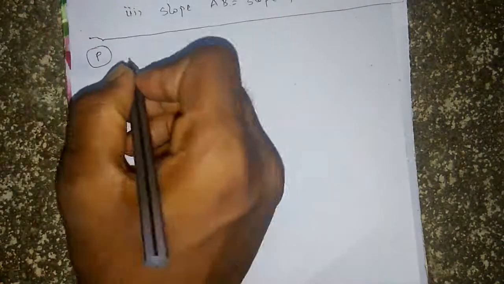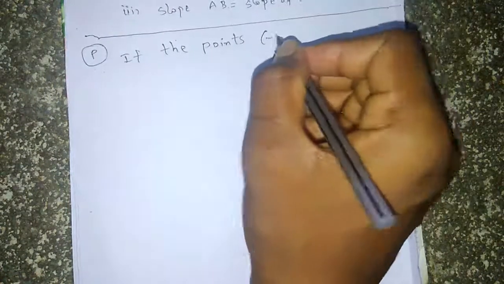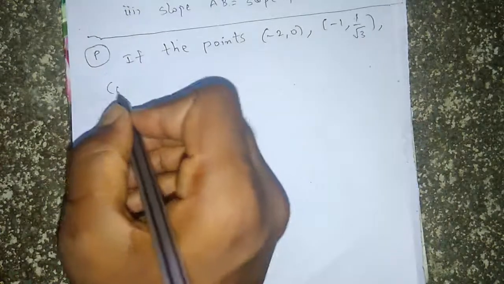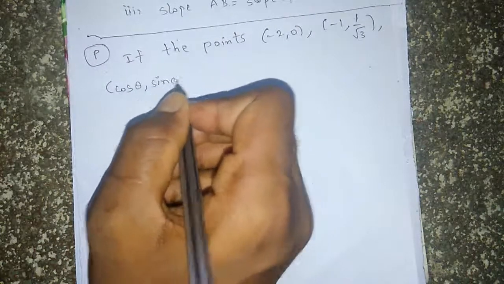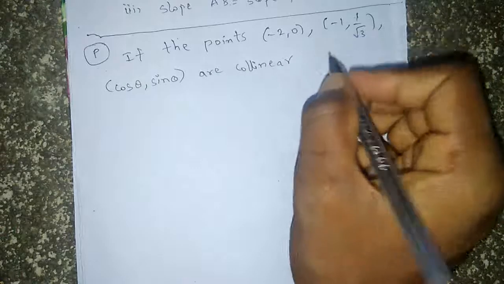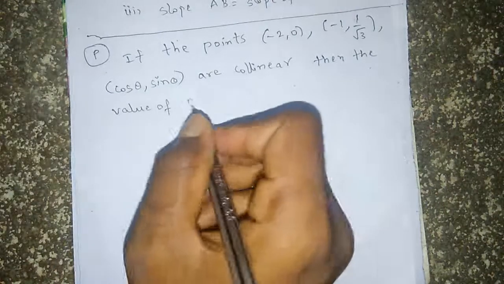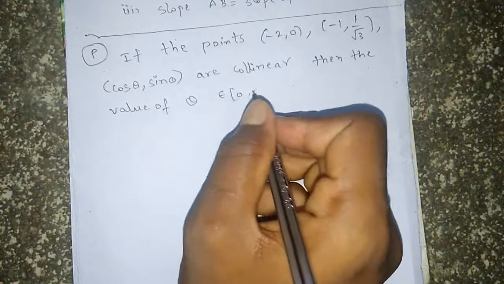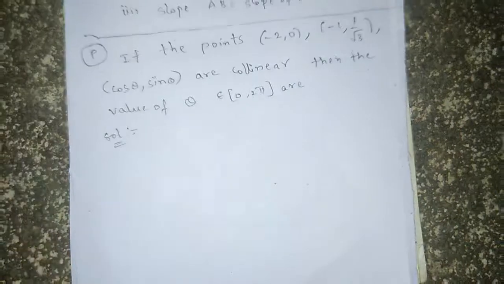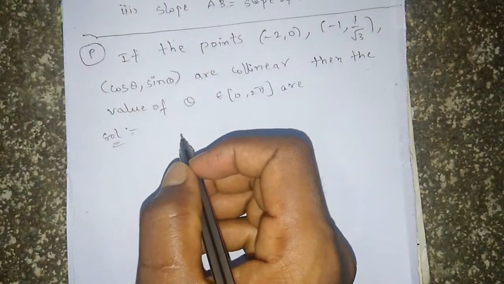Let us do an example. If the points minus 2 comma 0, minus 1 comma 1 by root 3, cos theta comma sin theta are collinear, then the value of theta, which belongs to 0 to 2 pi, so you can use any of the above formulas.